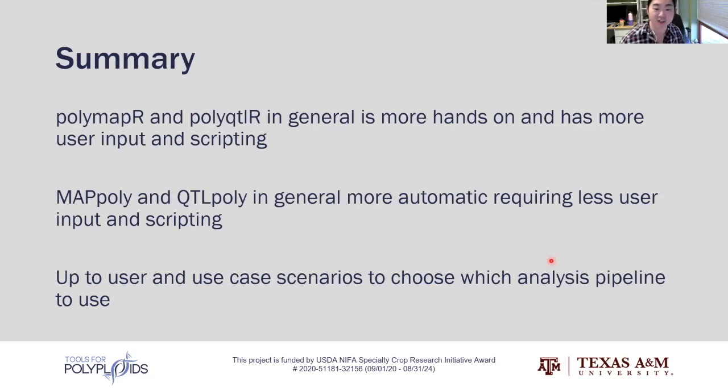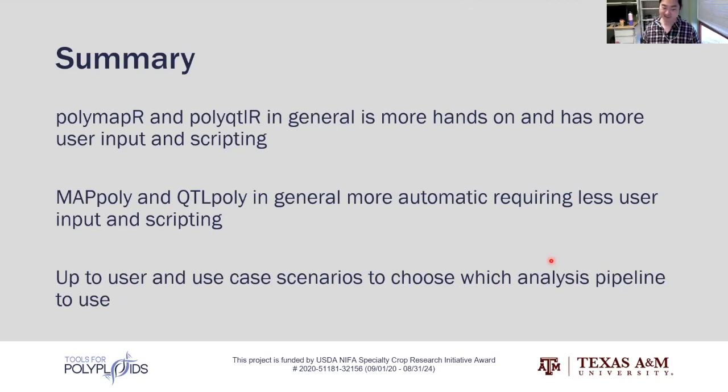So in summary, PolyMapper and PolyQTLR are in general more hands-on, with more user input and more scripting, and I believe are more useful if you want to tinker a little bit more, or if you want to explore a QTL more. And MapPoly and QTL Poly in general are more automatic, and they require less user input. It takes a lot fewer lines of code to script those. So it's up to the user and your use case scenario which analysis pipeline to use.